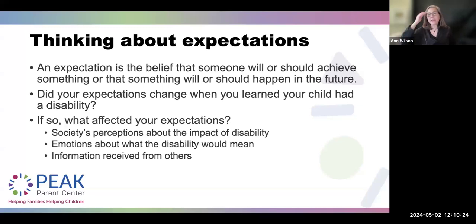So I want to start thinking about expectations. An expectation is something that you think might happen in the future, or something that you think is possible for your child. And I encourage you to think about whether your expectations changed when you learned your child had a disability. I know that my expectations changed when I learned my child had a disability. And in some ways, it almost turned into a lack of expectations, because I wanted to be open-minded. I didn't know what the future held.